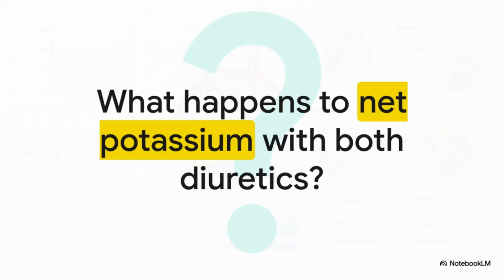Before we wrap up today, I want to leave you with a little provocative thought experiment to test your newly integrated understanding of the nephron. What if a patient is prescribed both a powerful loop diuretic, which dumps sodium downstream and loses potassium, alongside a K+ sparing diuretic? What exactly happens to their net potassium balance at the cellular level? I want you to really think through those transporter mechanisms we just covered and trace the flow.